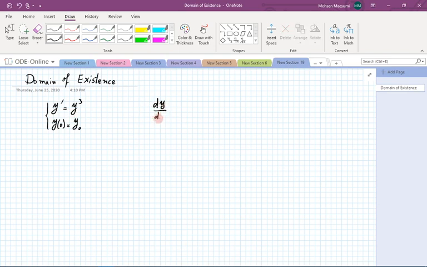this is separable, so we write it in Leibniz equation form and then separate. Then we have to integrate. So here we have an integral. Let's write it in a format that is easy to remember. Y to power of minus 3, and here's dt.